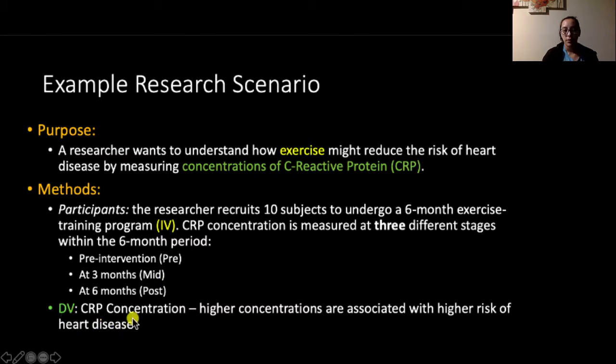The dependent variable, again, is CRP concentration. Higher concentrations are associated with a higher risk of heart disease. So, if you aren't familiar with C-reactive protein, it's a marker for chronic inflammation in the body. So higher inflammation is often associated with a higher risk of heart disease, which is how we get this relationship down here.